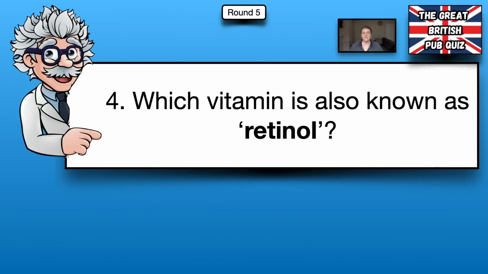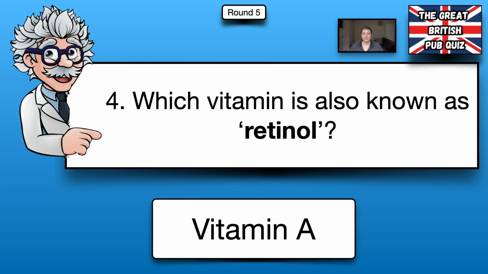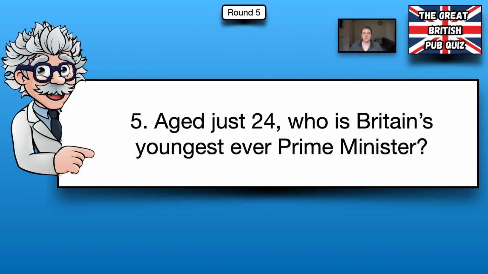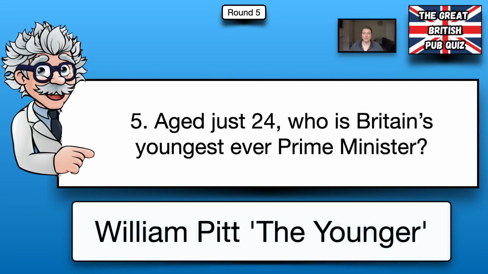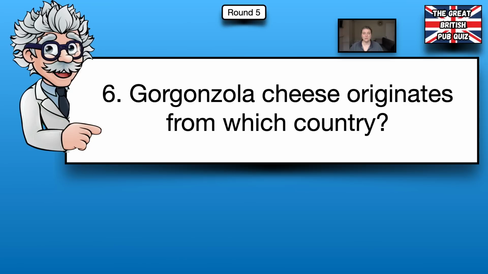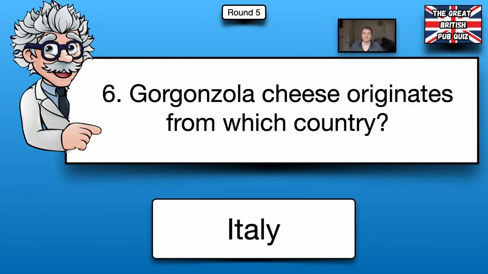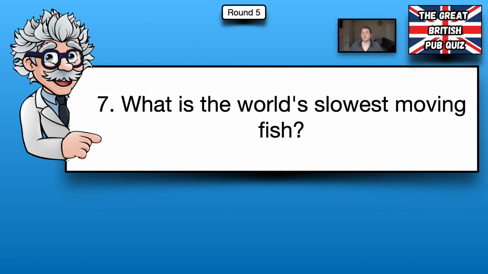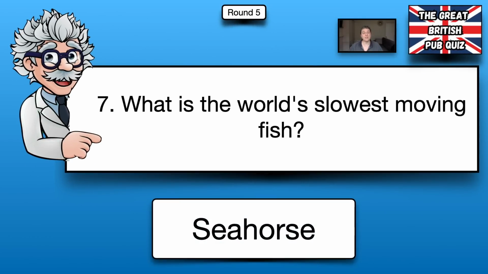Number 4. Which vitamin is also known as retinol? Vitamin A. Number 5. Aged just 24, who is Britain's youngest ever Prime Minister? William Pitt the Younger. Number 6. Gorgonzola cheese originates from which country? That is Italy. Number 7. What is the world's slowest moving fish? It is the seahorse. Well done if you got that one.